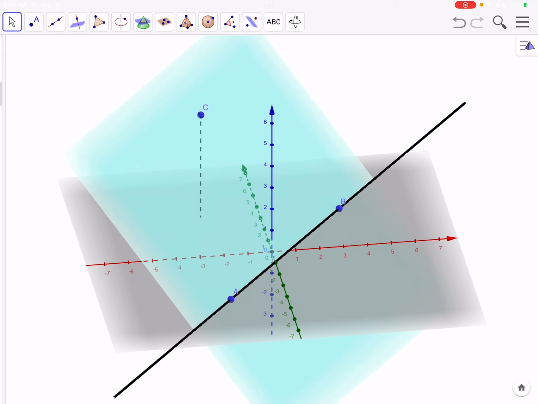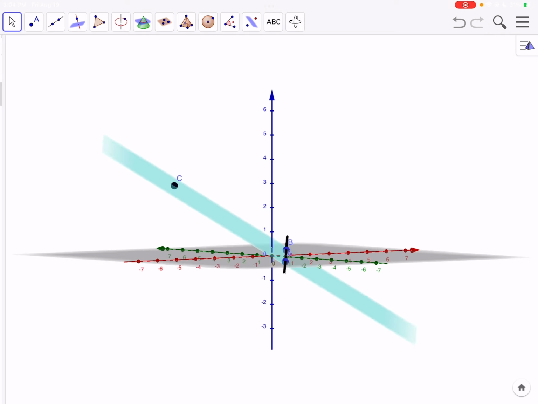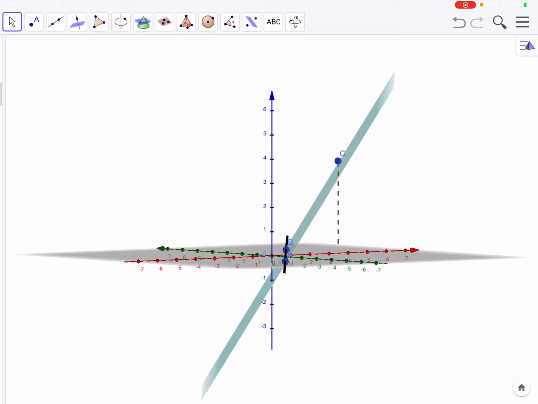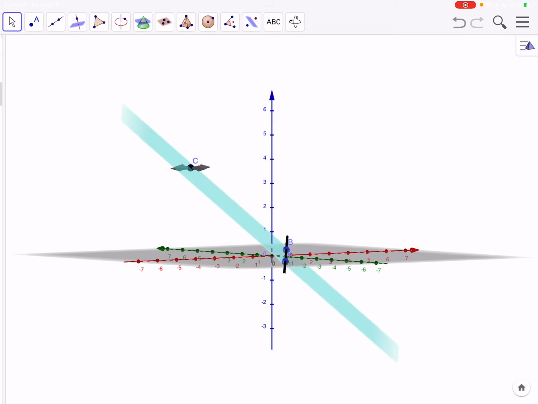But if I move C slightly, that's a different plane, different plane, different plane. Every time I move point C, that's technically a different plane, guys. That is infinite planes. Infinite planes go through that line. So the answer is infinite planes go through a given line.